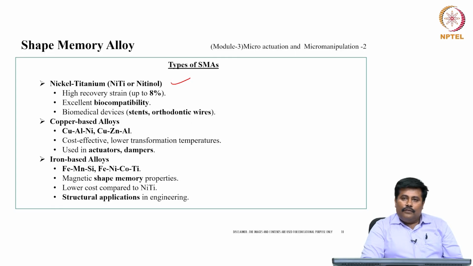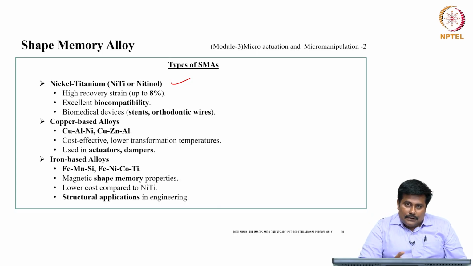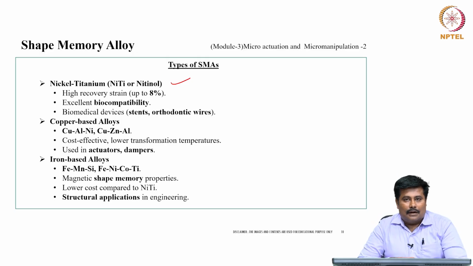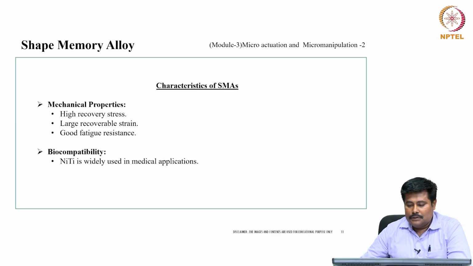Next we have the FeMnSi or FeNiCo(Ti) iron based alloys. These iron based alloys have a magnetic shape memory property, and in fact are of low cost compared to nickel titanium. So they have potential application towards structural related characteristics. In a technical term, we call these a kind of passive shape memory alloys. These passive shape memory alloys are capable enough for pseudoelastic related applications. However, from an actuator perspective, they have their own limitations because of the response time.